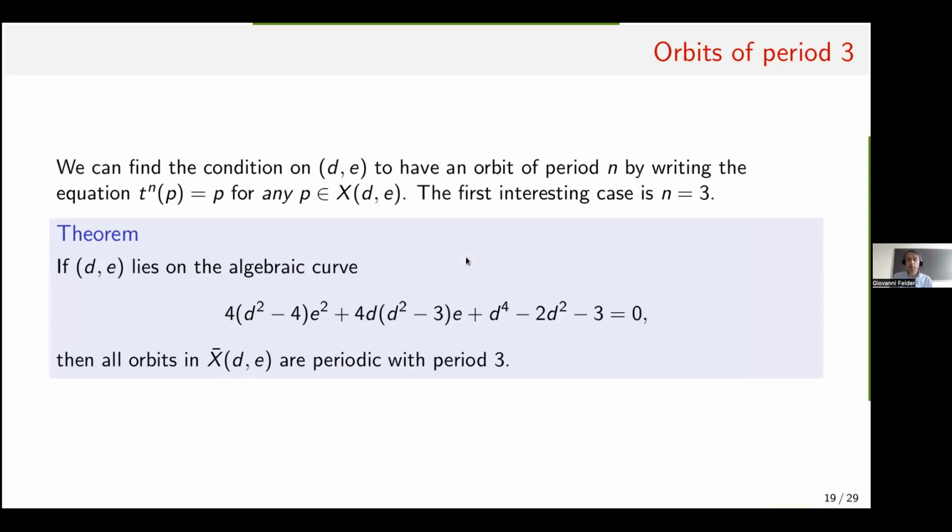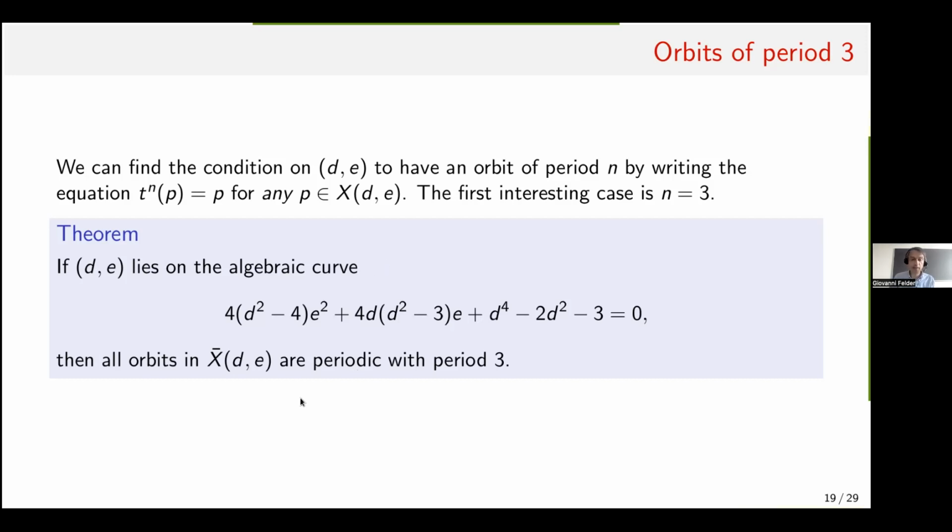And so you can compute it. You can write the equation T cubed P equal to P for some special P. The point at infinity is a good point because it simplifies the calculation. And you get a condition on E and D for which you have this periodic orbit. And so if the integrals of motion are on this algebraic curve, then all orbits are periodic with period 3.